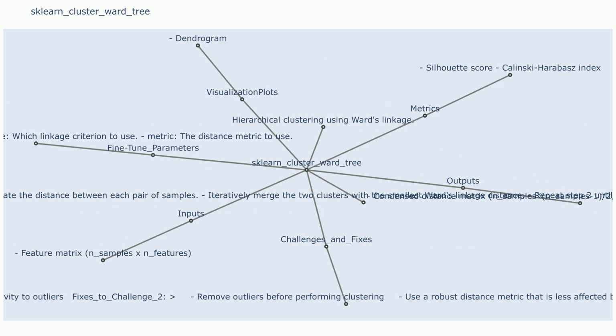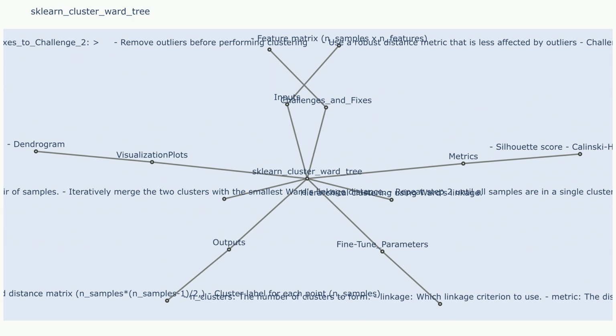Visualization plots. Dendrogram. A dendrogram is a tree-like diagram that visually represents the hierarchical clustering process. Each leaf node represents a single data point, and the internal nodes represent the merged clusters. The height of the branches in the dendrogram reflects the distance between the clusters at the time of merging.